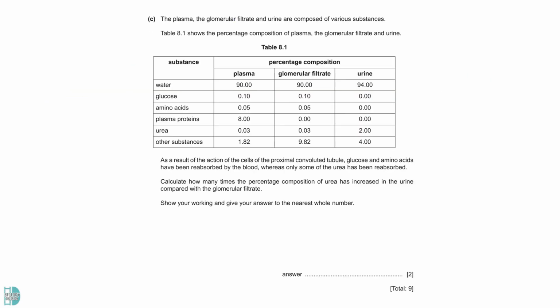In C, a table shows the percentage composition of plasma, glomerular filtrate, and urine. You need to calculate how much the percentage composition of urea has increased in the urine compared with the glomerular filtrate. Since the values are already percentages, you must divide them to know how many times they increase. You don't have to multiply it with 100 again.